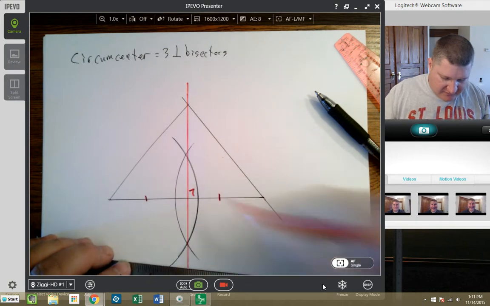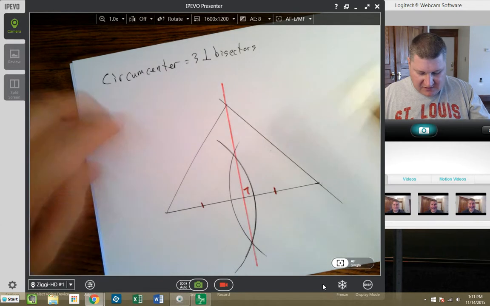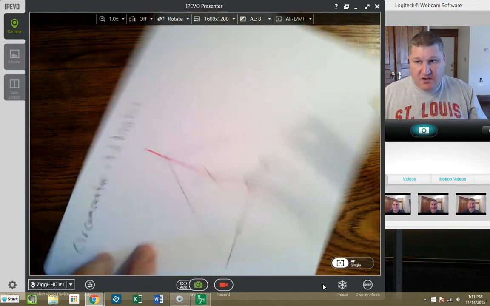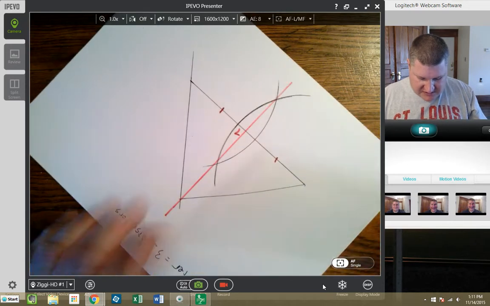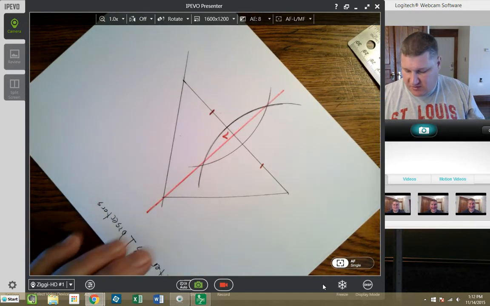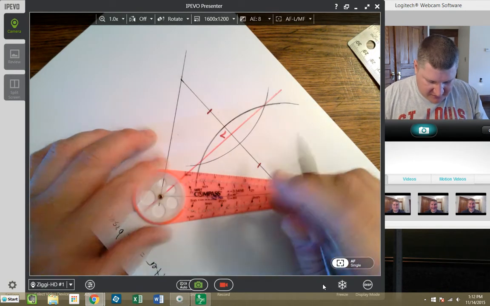It does split this side and this side congruent, but what it means is I've drawn unintentionally a triangle that is really close to isosceles. So we're going to turn our paper over. We're going to do a perpendicular bisector from here.